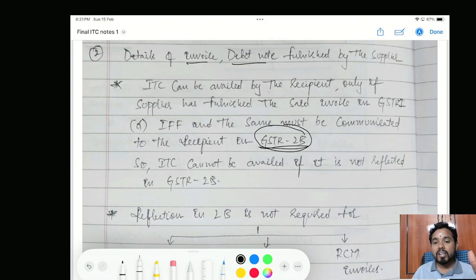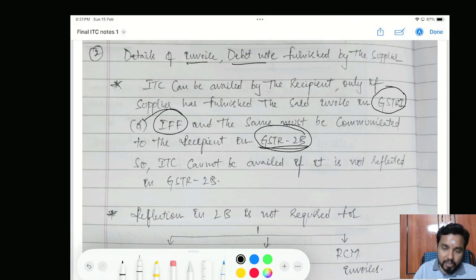Now how will it get reflected in GSTR 2B? If the supplier had filed GSTR 1. Supplier filing GSTR 1 is also not sufficient. In that, the supplier should have to enter the invoice details for the respective invoice with which the supplier had done the transaction with the recipient. That invoice detail should have to be entered by the supplier in GSTR 1. So once it is entered in GSTR 1, it will get reflected in GSTR 2B.